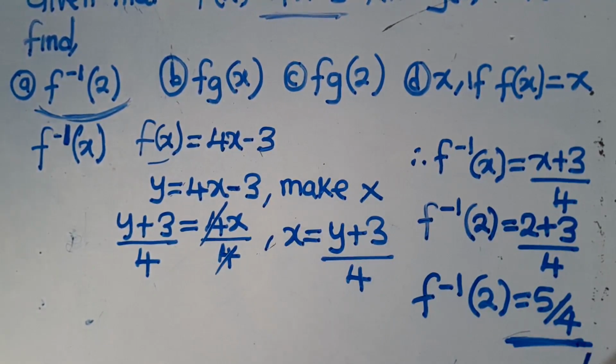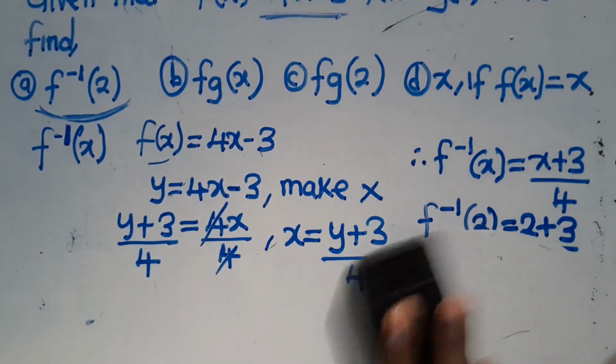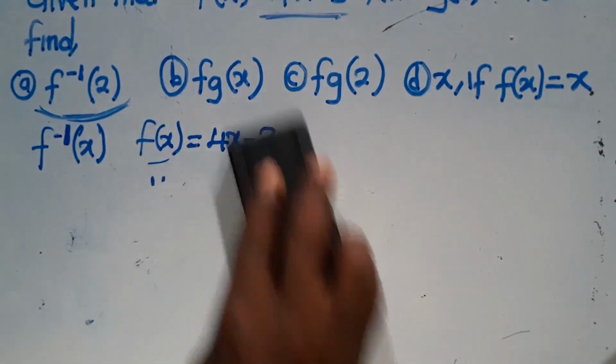These are the procedures that you are supposed to follow to answer this particular question. So we've seen that the answer there is 5 over 4. That is the answer that we found. We move to the next part.